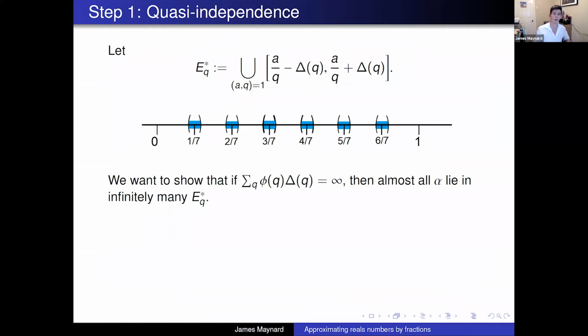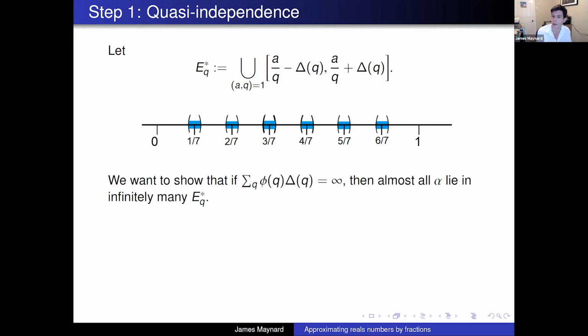So let's recall the setup based on the Borel-Cantelli sorts of ideas. We're thinking of choosing a real number uniformly at random between 0 and 1, and I'm defining these sets E_q star to be these small intervals around reduced rationals with denominator q, where the length of the interval is essentially my function delta of q. So here I've drawn a picture of what E_7 star is, and because I'm only looking at reduced rationals, I don't have a little interval around 0 or 1.